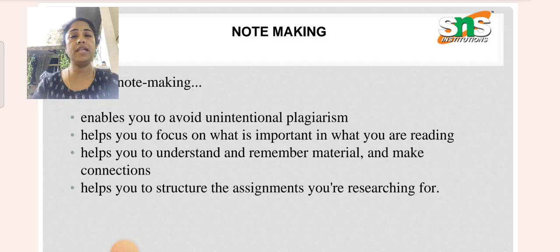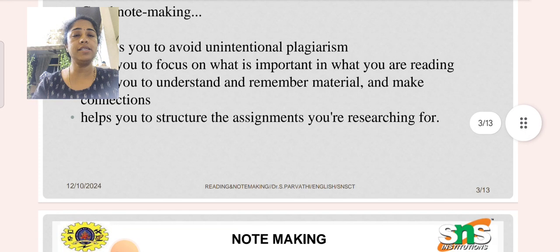Then they'll read the paragraph twice and note down all the essential points, because when you start focusing, you come to know what is essential and what is irrelevant. So you have to understand and remember the material, and think and give connections between the lines, and it helps you to structure the assignments you are searching for.